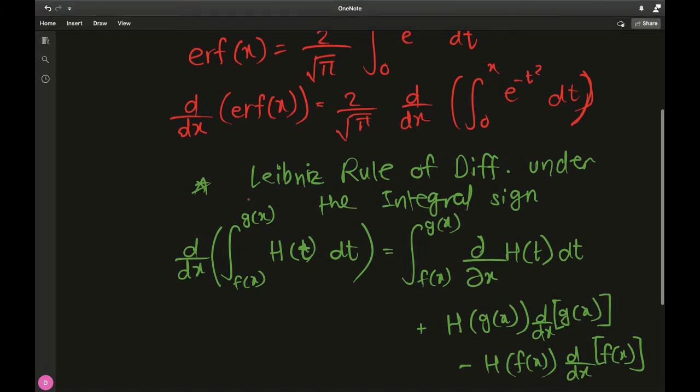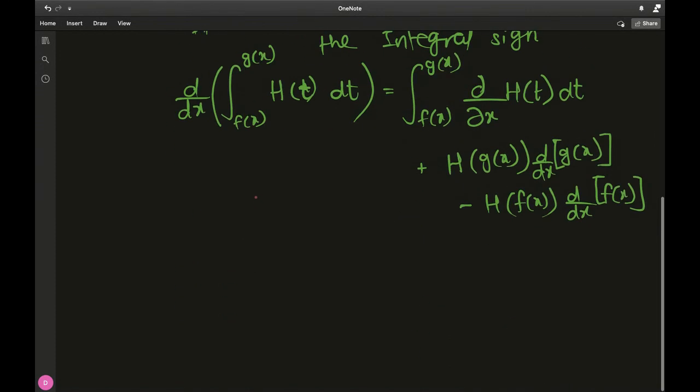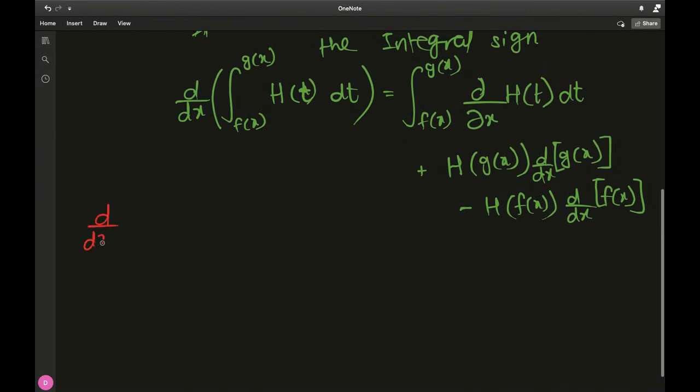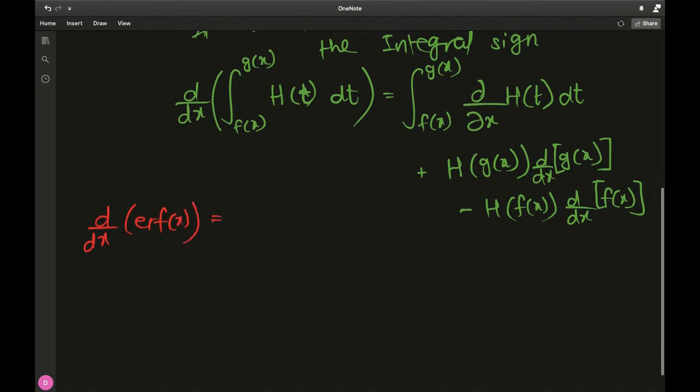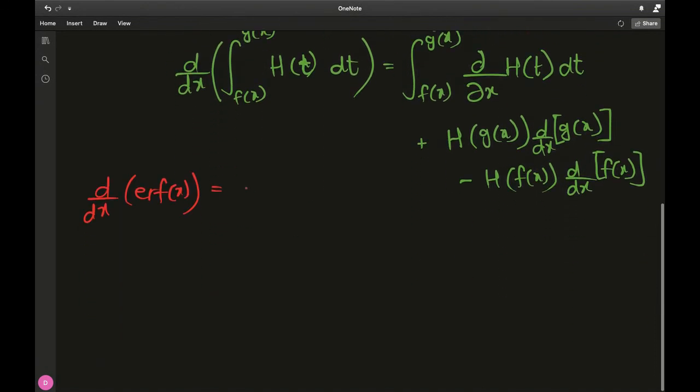Okay, so back to our business of differentiation. We have the derivative with respect to x of the error function of x is equal to, well, 2 over square root of pi.